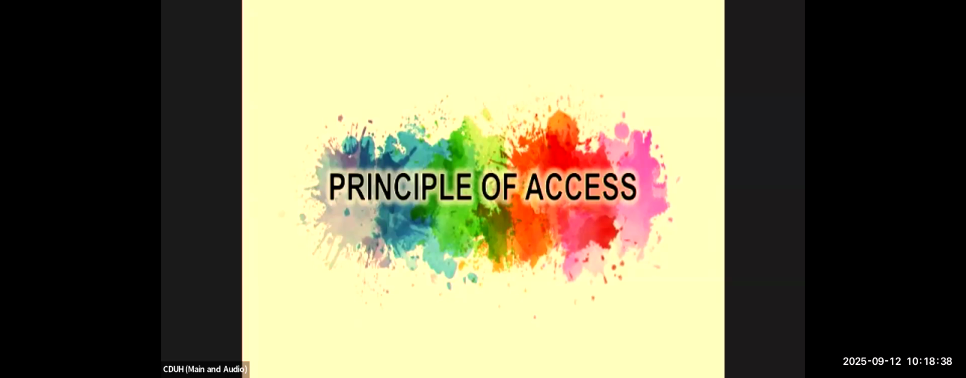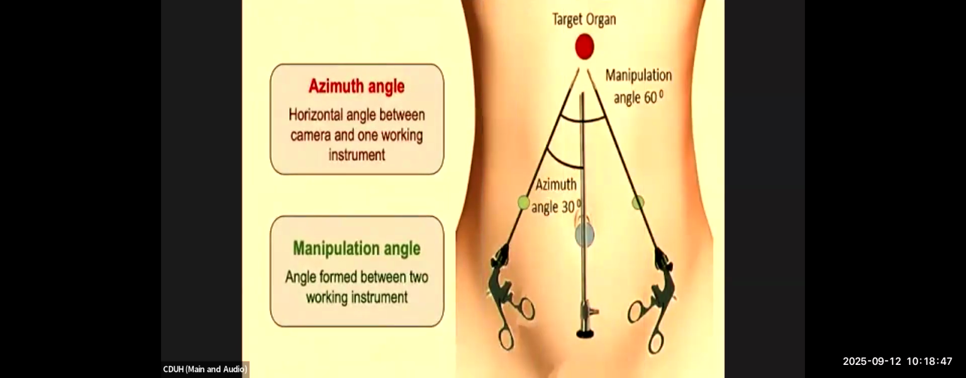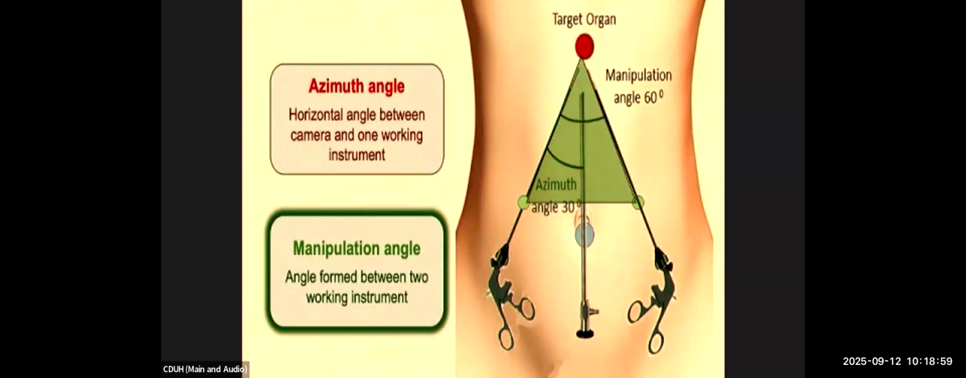Next, just a short run-through regarding principles of access. First of all, very important, triangulation. Number 2, we talk about the angles. The azimuth angle is the horizontal angle between the camera and one working instrument. And this is the manipulation angle, which is an angle formed between 2 working instruments.